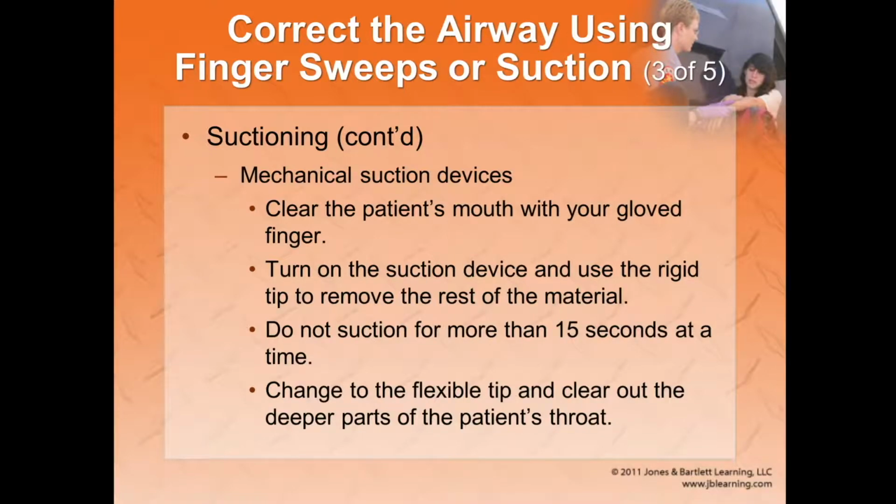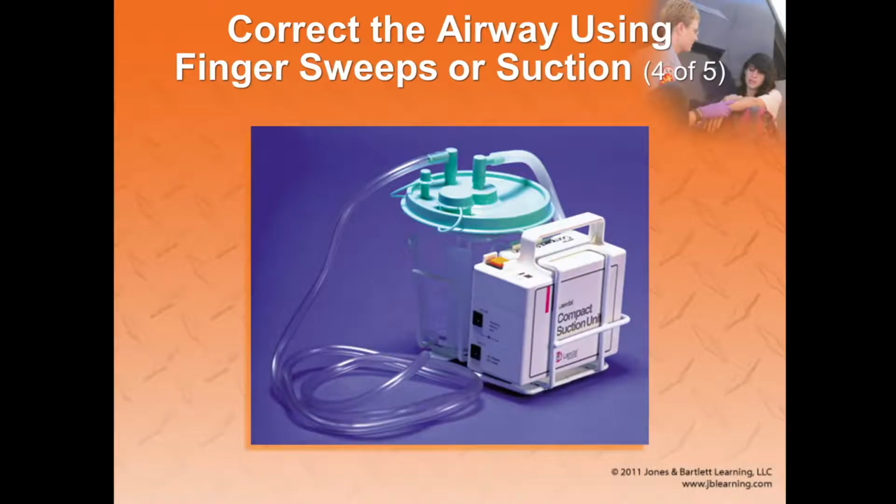We've already talked about the finger sweeps or suctioning, so we'll just skip over it. That is a picture of a battery-powered suction. So essentially turn that battery on there. That's what will create the motor to create the suction. Then you'd put that long tube. At the end of the tube is where you would attach your catheter.